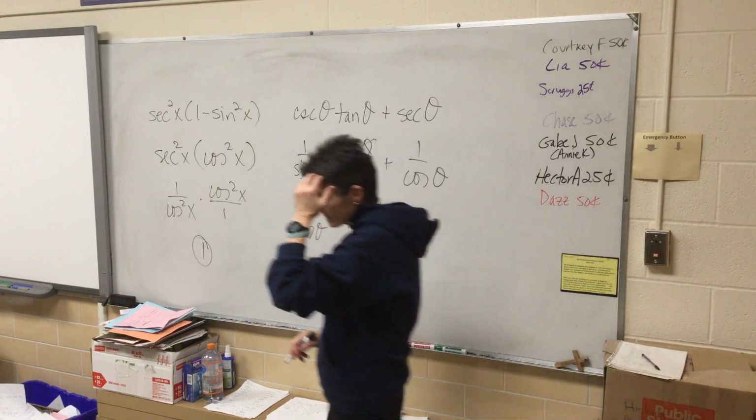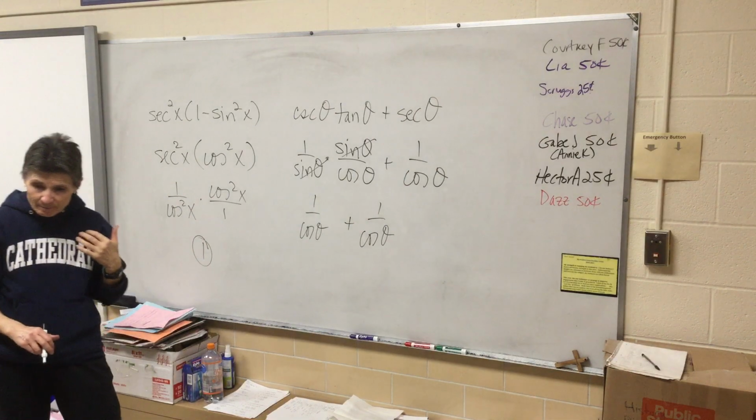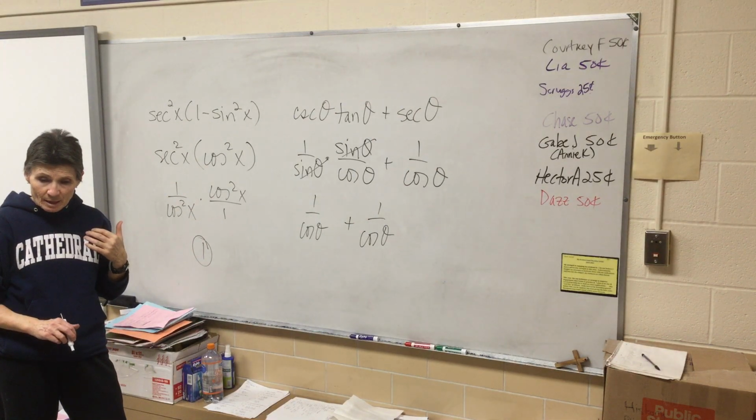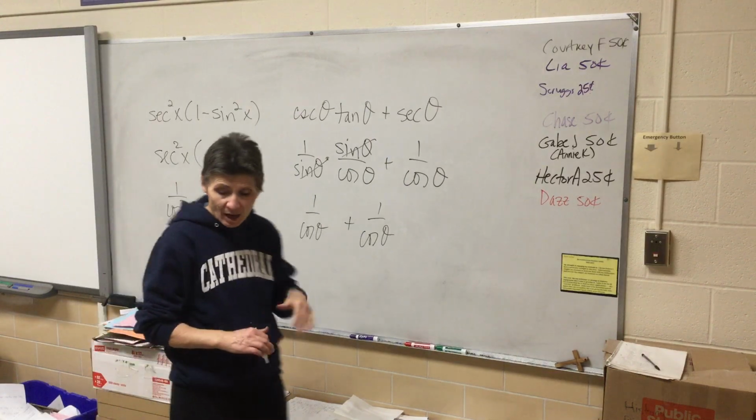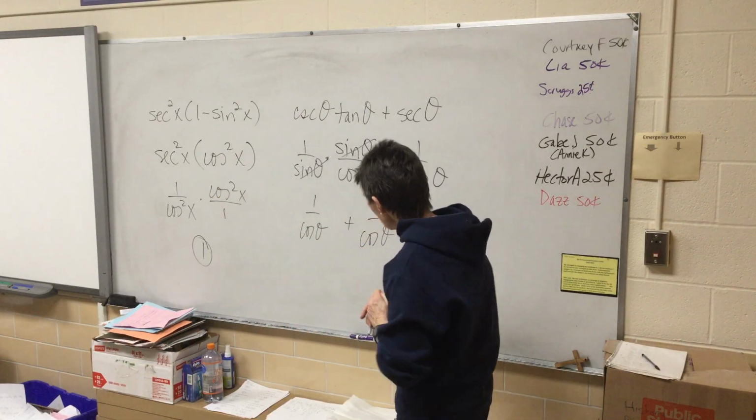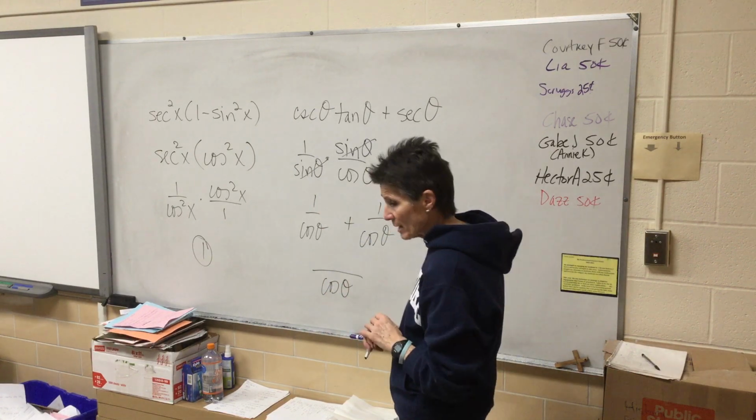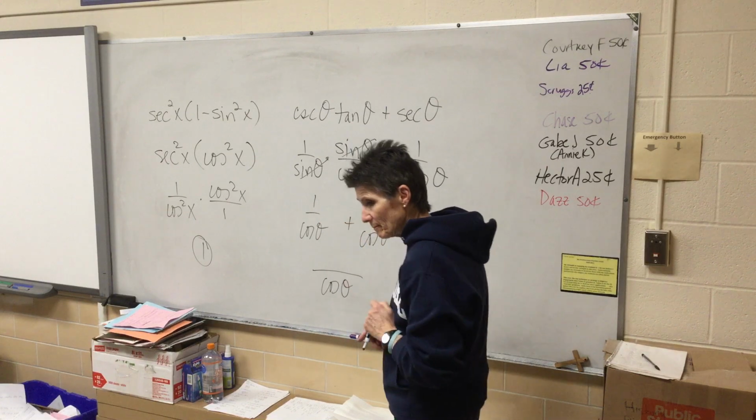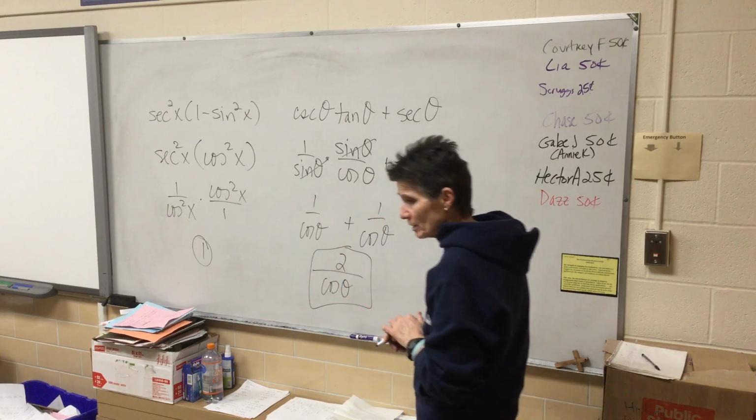Now wait a minute. Those are fractions being added. And when we add fractions, we have to have a common denominator, right? And we do. So our common denominator is cosine. And what's our numerator? 1 plus 1. So the answer is 2 over cosine.